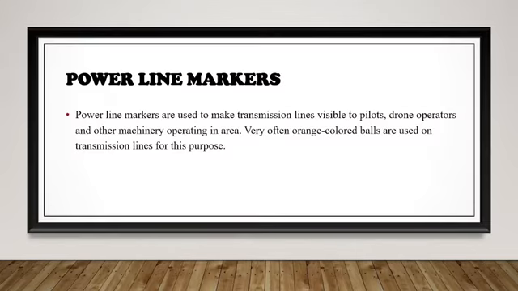Okay, the next component is power line markers. The function of power line markers is to make transmission lines visible to pilots, drone operators, and other machinery operating in the area. Very often, orange color balls are used on transmission lines for this purpose.